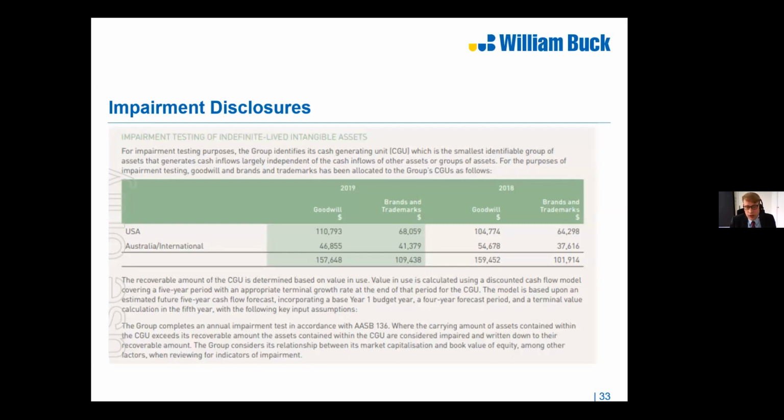So here we've got 2 cash generating units, being the USA and Australian International. And then we've disclosed how much goodwill we've got and how much we've got in brand and trademarks. We've also disclosed that we use a value in use model and that we base our cash flows on a year 1 budget and a 4-year forecast period with a terminal value in year 5. We've disclosed that we're complying with 136 and we prepare the impairment tests, and we confirm that it exceeds the recoverable amount.